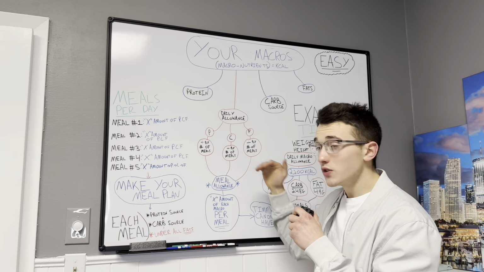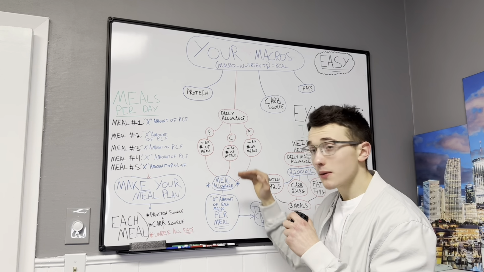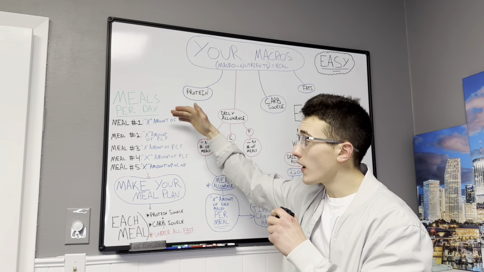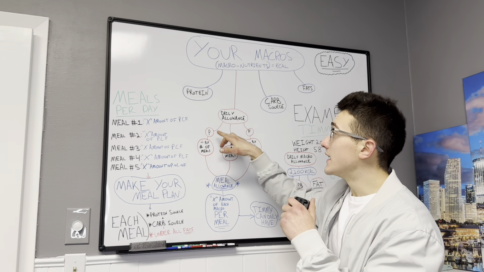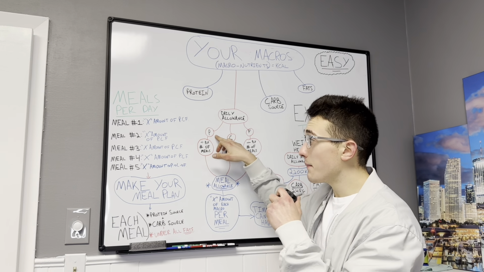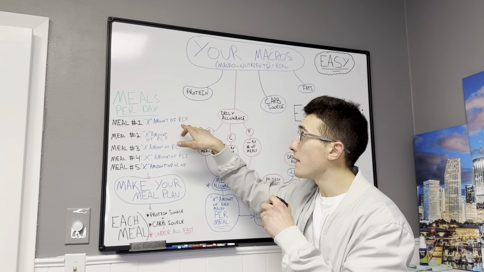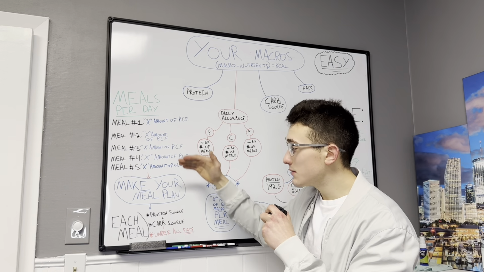Once you find your meal allowance, you're going to have X amount of protein, X amount of carb, and X amount of fat per meal. So if I have 5 meals, let's see right here. If I have 5 meals, that means I divide my daily allowance of protein by 5, and now I have X amount of protein for that one meal. Now we're going to do that for all the meals, and that's going to be the meal plan.